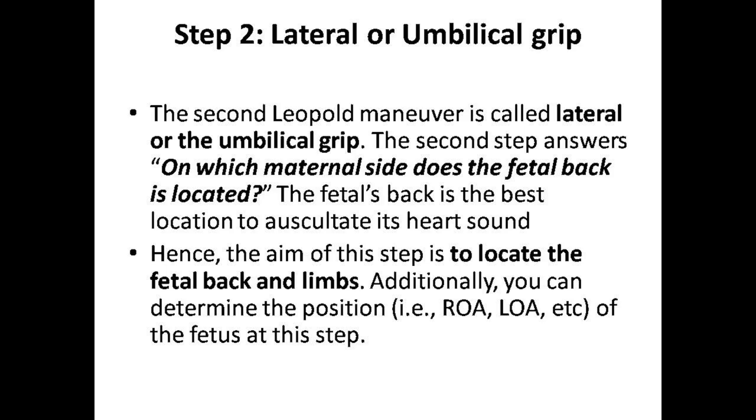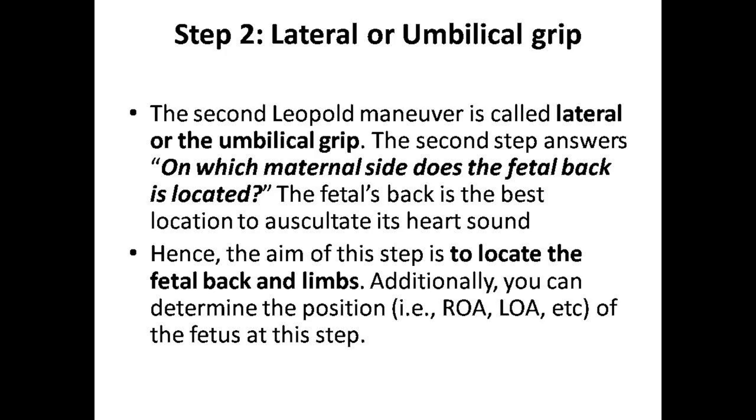The second step answers on which maternal side the fetal back is located. By performing the second Leopold maneuver, that is the umbilical grip or lateral grip, it will help you understand on which side the fetal back is located, on the right side of the mother or on the left. The fetal back is the best location to auscultate the heart sound. So by identifying this, you can also identify the heart sounds. Hence the aim of this step is to locate the fetal back and the limbs.